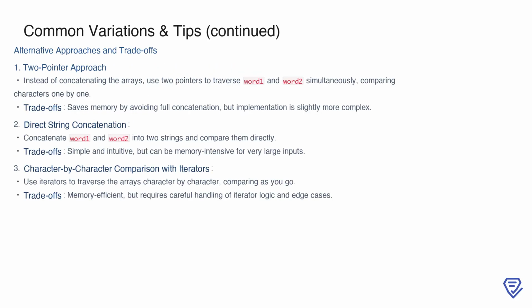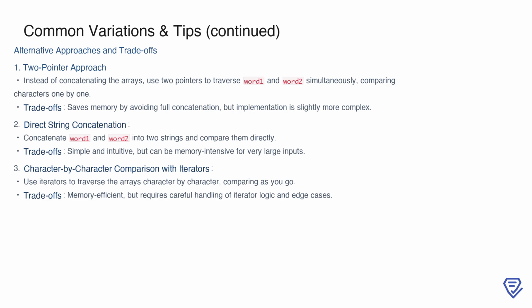There are also alternative approaches to solving this problem, each with its own trade-offs. One option is the two-pointer approach, where you traverse both arrays simultaneously, comparing characters one by one without fully concatenating the strings. This method is memory efficient and avoids creating large intermediate strings, but it requires careful implementation.